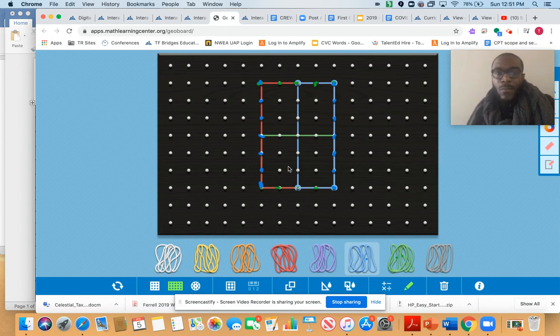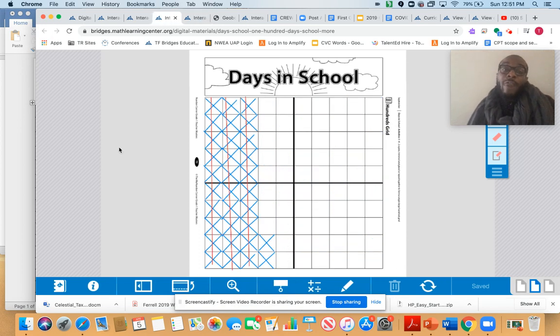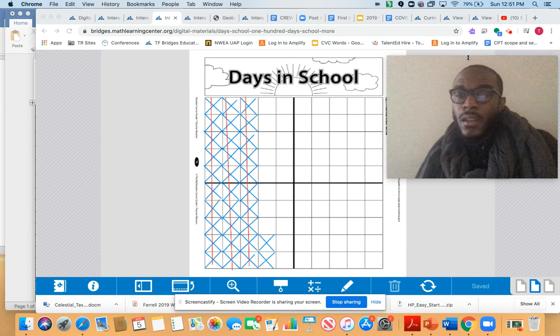All right, so friends, I'm going to go into our days in school. So we can tell that we've been in school for 100 days based on our hundreds grid. So all filled up, 10 tens make 100. So we're going to count on, starting from 100, 110, 120, 130, 131, 132, and today makes 133.